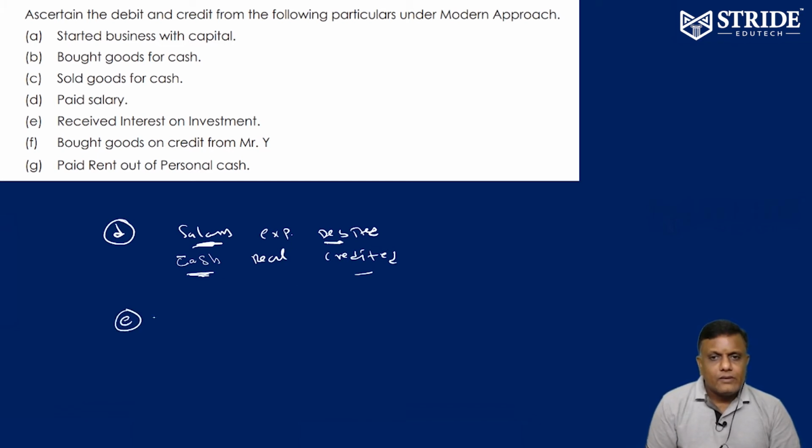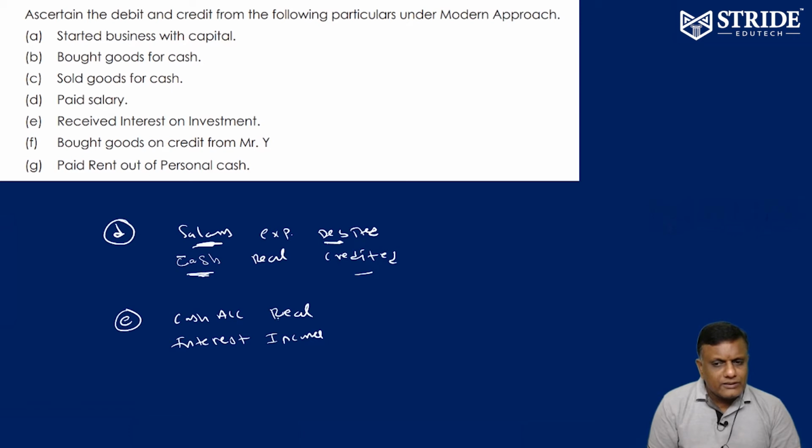E. Received interest on investment. Received interest means cash received, or you may check received also; either way may happen. So cash comes in, and interest on investment. Cash coming in is a real account: debit what comes in, real account. Interest is an income or gain, so it is a nominal account.